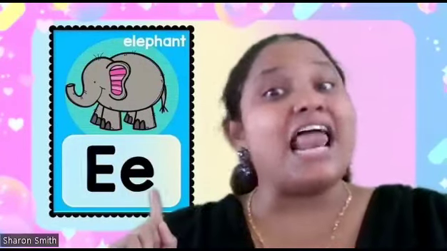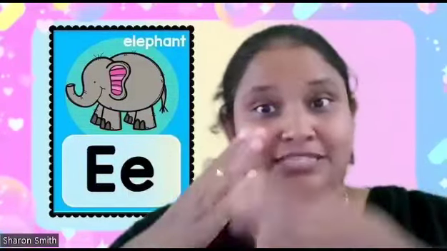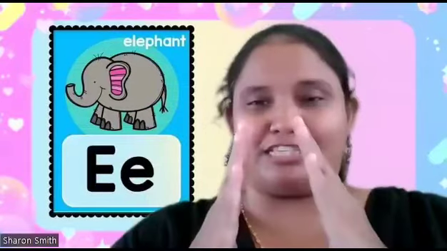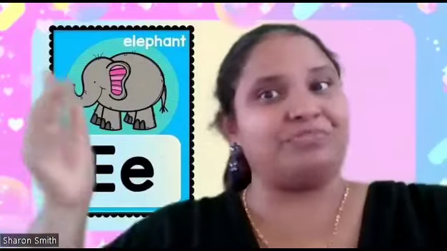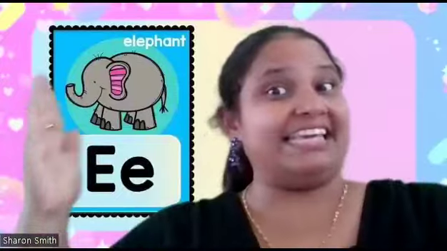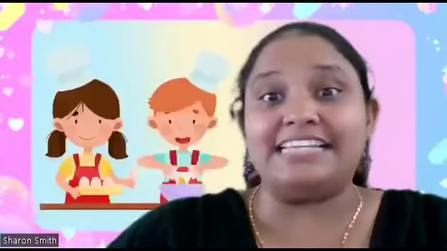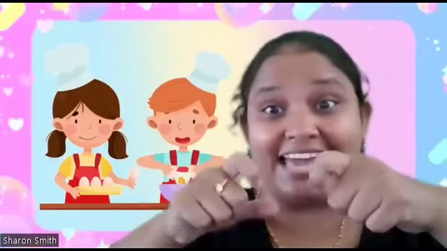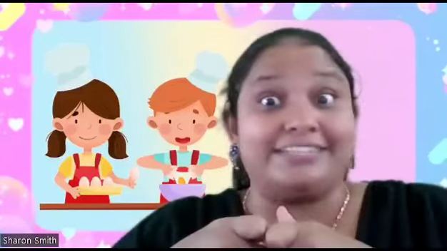Next, this is uppercase E and this is lowercase e. E is a vowel, so it has two sounds, a long sound and a short sound. So E, E. Yes, let's sing the phonic song. Can you see what they are doing? They are cracking the eggs, and they're making an omelet, I think. Let's sing the phonic song.